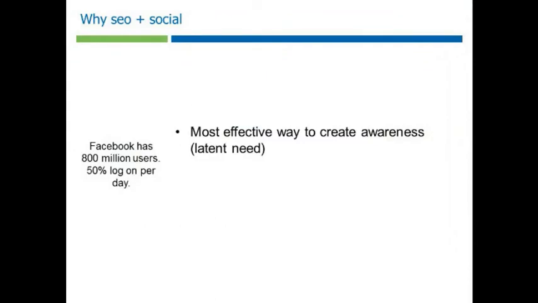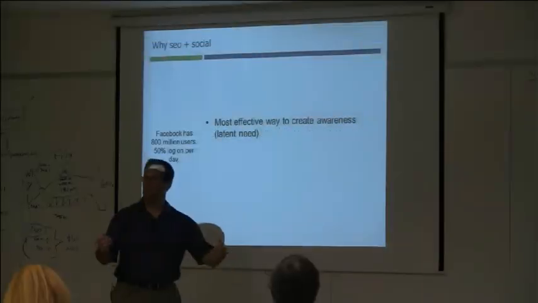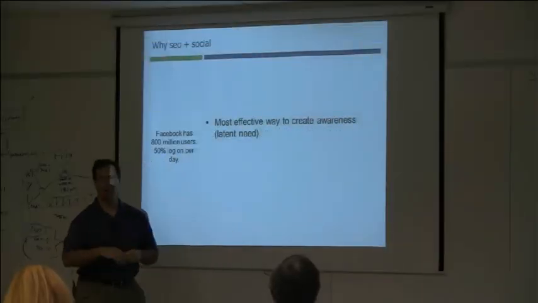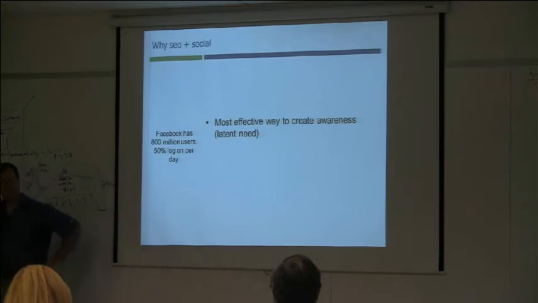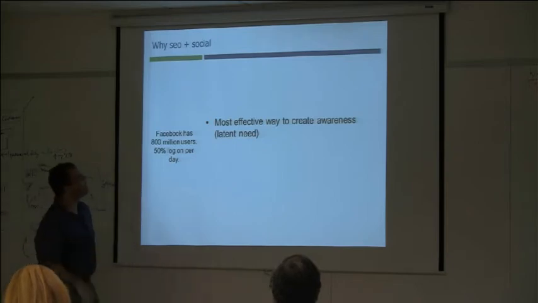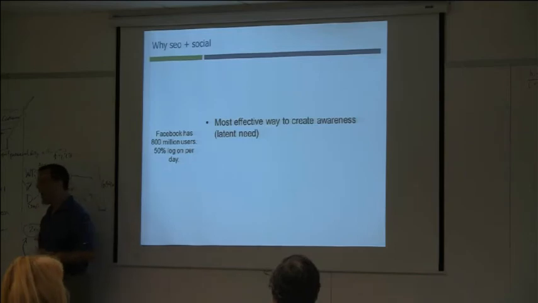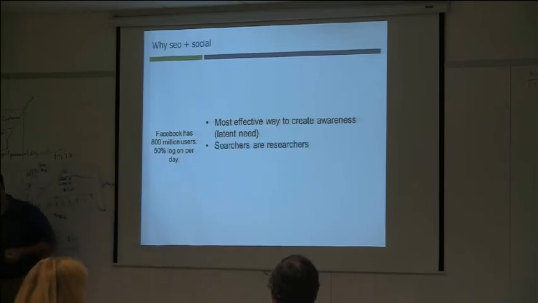Social is the best way to create awareness, latent need. So for example, you might not even be aware that you want a bike, but someone posts a picture of some bike trek they went on, or they went bike hopping or something like that on Facebook, and all of a sudden you're going, hey, that sounds like maybe a cool thing. So social is a highly effective way of creating awareness.